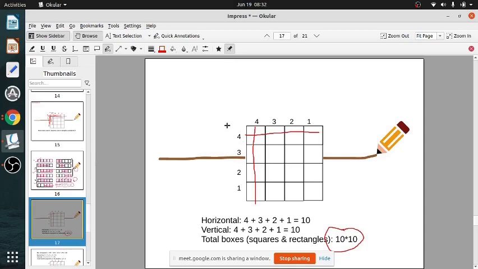So if you are asked for rectangles, you will have to add 4 plus 3 plus 2 plus 1. And when you are asked for squares, then you would do 4 into 4, 3 into 3, 2 into 2. That is when you are asked for squares. If you are asked for total boxes, you add the horizontal sum and vertical sum and you multiply. So total 100 boxes, both squares and rectangles.